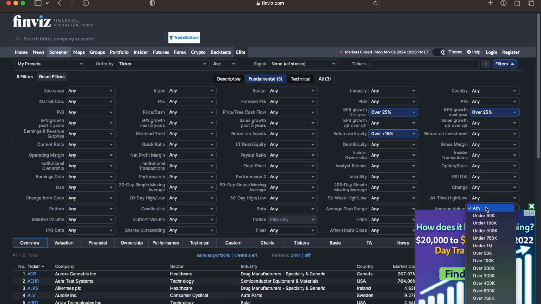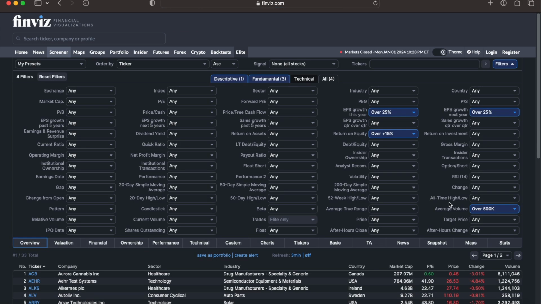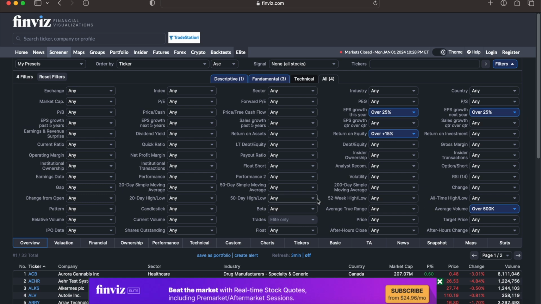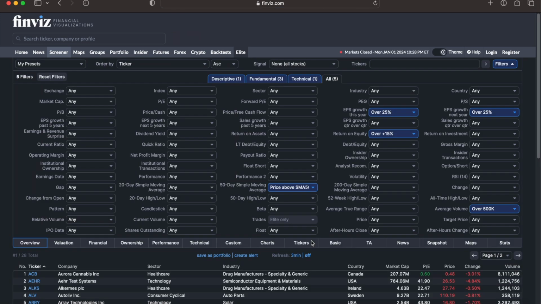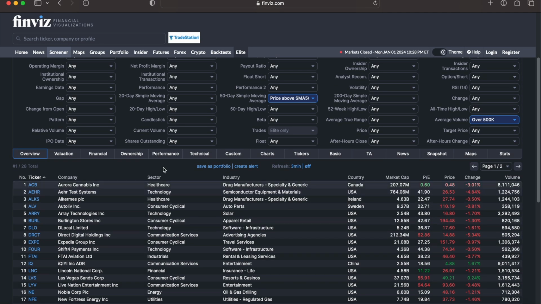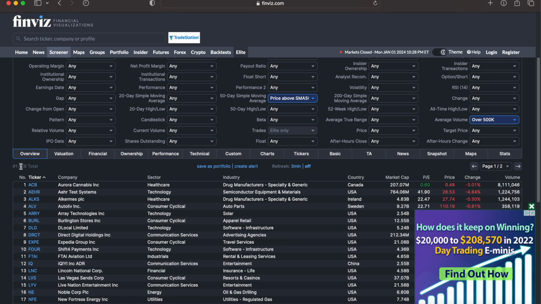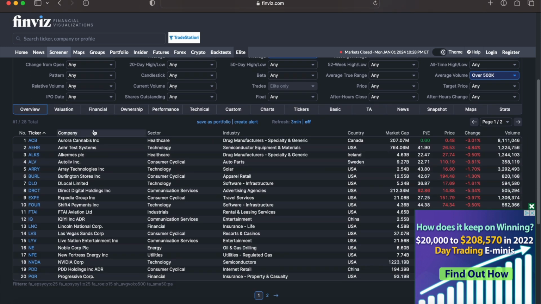Then the average volume that I like to see is over 500,000. We want to make sure that our stocks are liquid. And then on the 50-day SMA, I like to see the price above this. And so now out of the 10,000 stocks that we were originally provided with, we are now provided with a list of 28, and this significantly cuts down that original list.